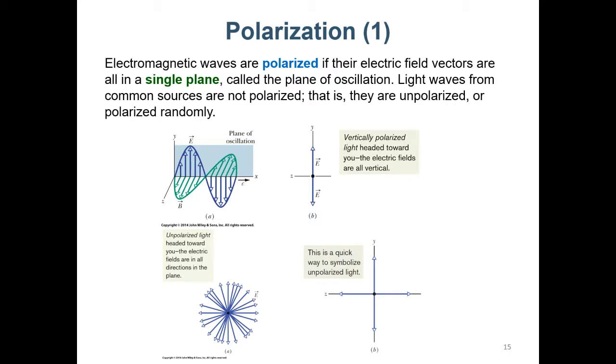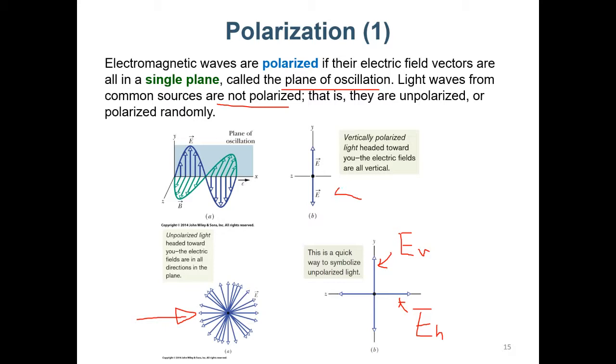So the next topic is about polarization. If the EM waves are polarized, the E field vector is all in a single plane, called the plane of oscillation. The light waves from a common source are not polarized. That is, they are unpolarized, or polarized randomly. For this one, this is unpolarized, so there are many different E fields in different directions, something oscillating like this, something oscillating like that, and then you sum all of them together. Then you will see this is the horizontal direction of the E field. This is the vertical direction of the E field.